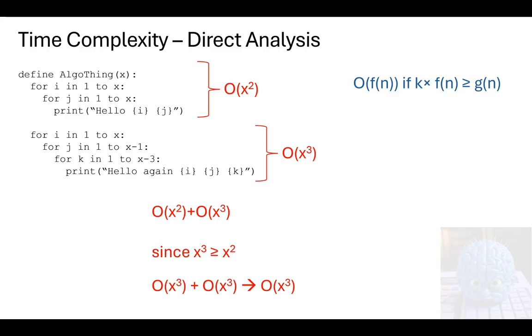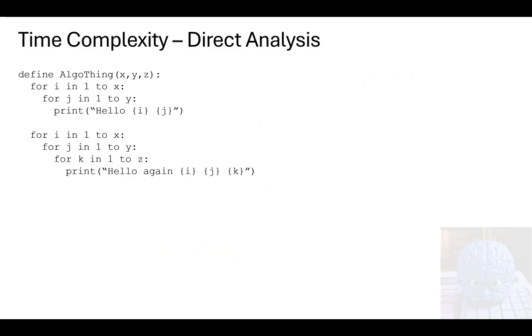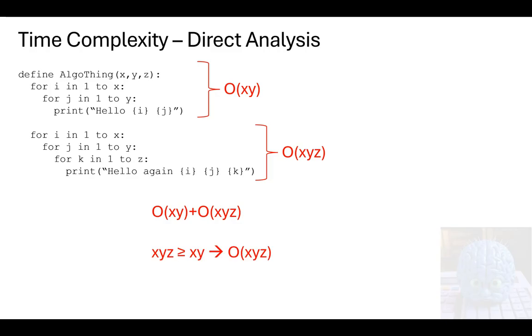Okay, but don't oversimplify things. Consider this next example. I think the first part, analyzing each loop, should be obvious. This is xy, this is xyz. Now, in this case, we're going to have xy plus xyz. Can we be sure that one of these things is going to dominate? For example, is xyz always going to be bigger than xy? Well, yeah, it is. We're assuming all positive numbers because these refer to problem sizes. So we could refer to this as big O of xyz.